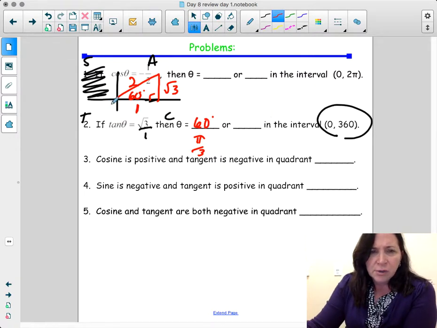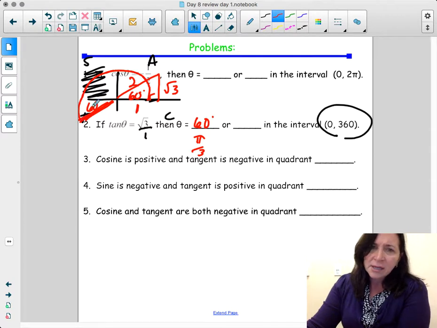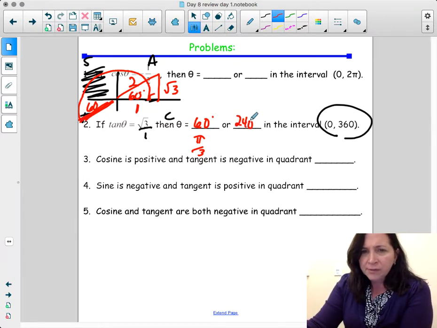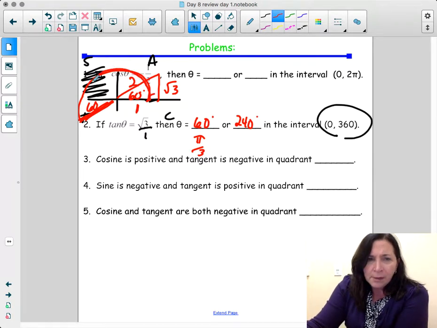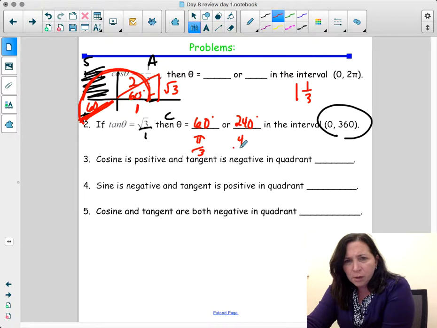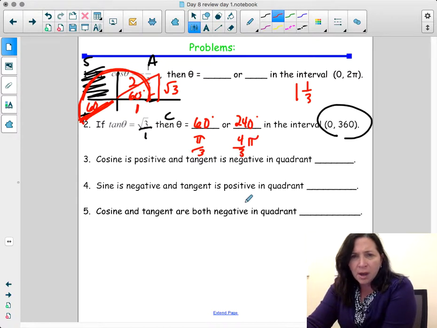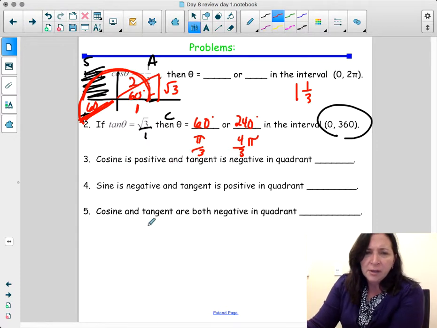Where else? So it's going to be down here. So that also will be a 60-degree reference. But to get there, you're going to go 180 plus 60, which is 240 degrees, okay? And if you were using radians, that's 1 pi plus a third. Well, what's 1 plus 1/3? So that'll be 4/3 pi, okay?